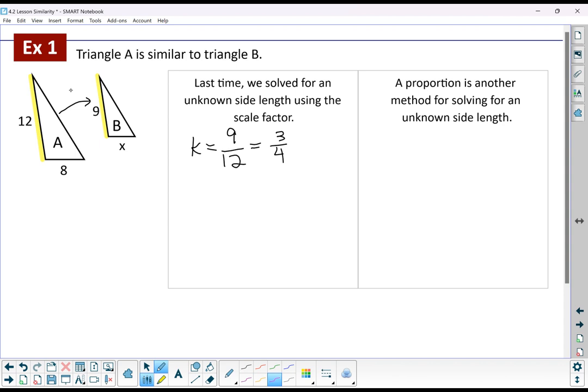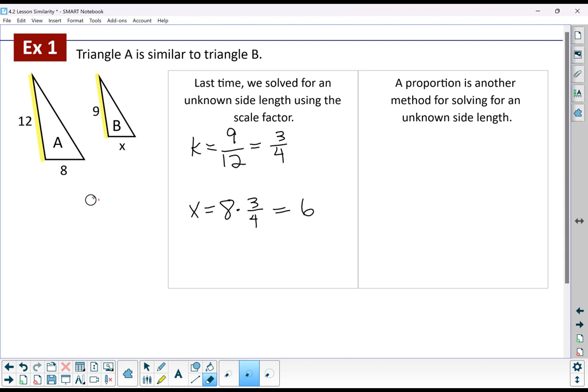So that side length of 12 gets multiplied by 3/4 to give us 9. So to solve for x, we need to take that 8 and multiply it by that scale factor of 3/4. So x is equal to 8 multiplied by 3/4, which is 6. So that's how we would solve this problem last class as we were talking about dilations.